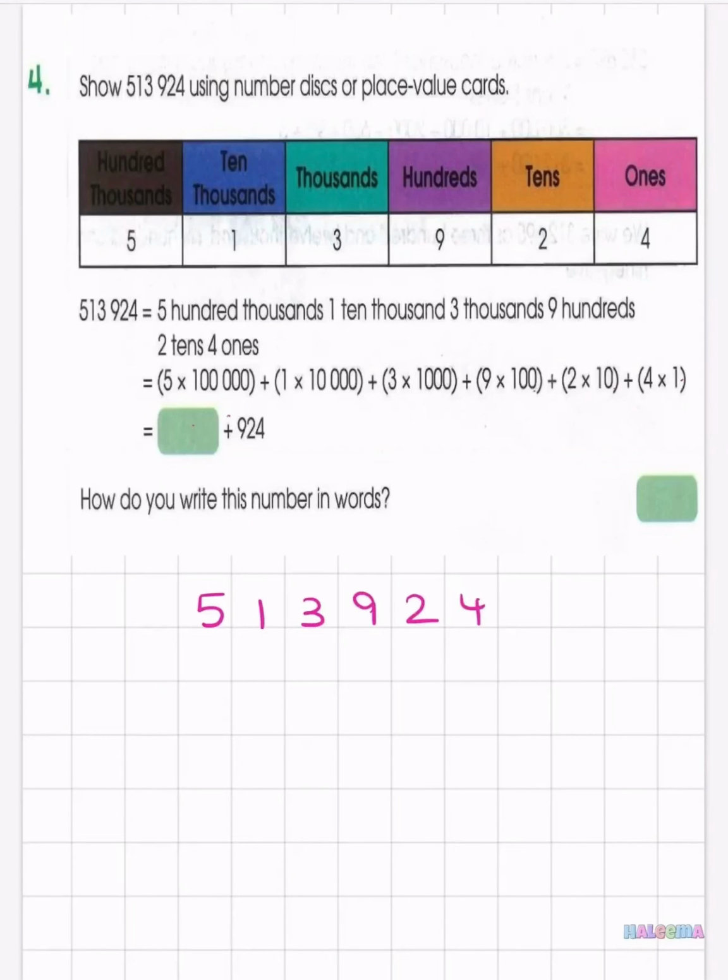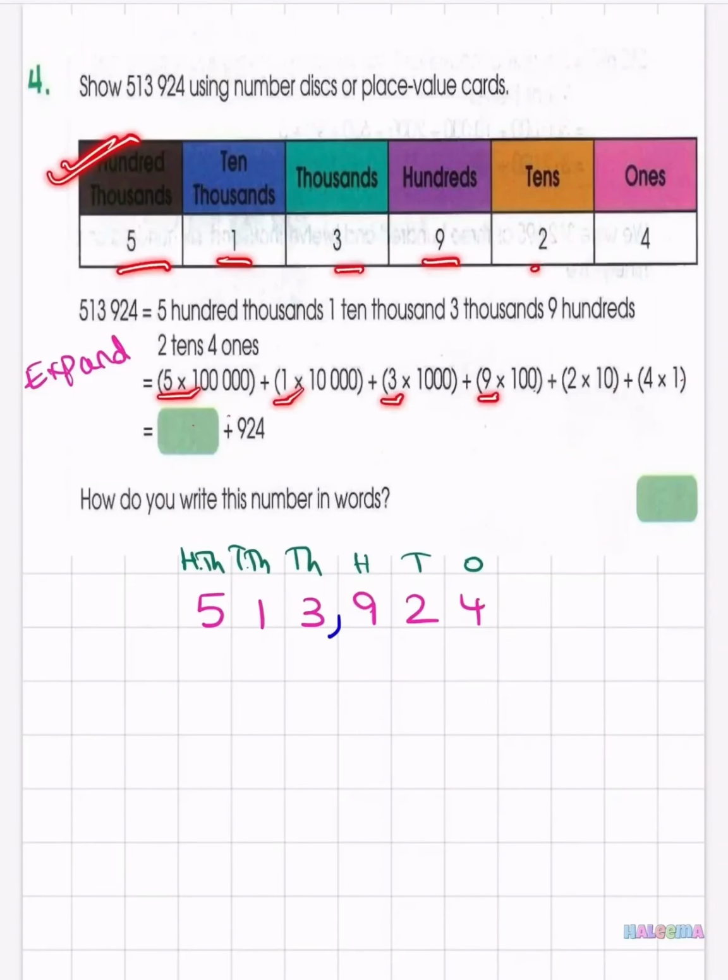513,924. When you see this number, the first thing that you know is to divide the number into two parts, thousands and hundreds. See? Okay, so ones, tens, hundreds, thousands, 10,000s, and 100,000s. This has already been done for you. All you need to do is divide the number into two parts, thousands and hundreds, right? In the next step, what they've done is expand 500,000, 1 ten thousand, 3 thousands, 9 hundreds, 2 tens, and 4 ones. Let's fill in the blank.